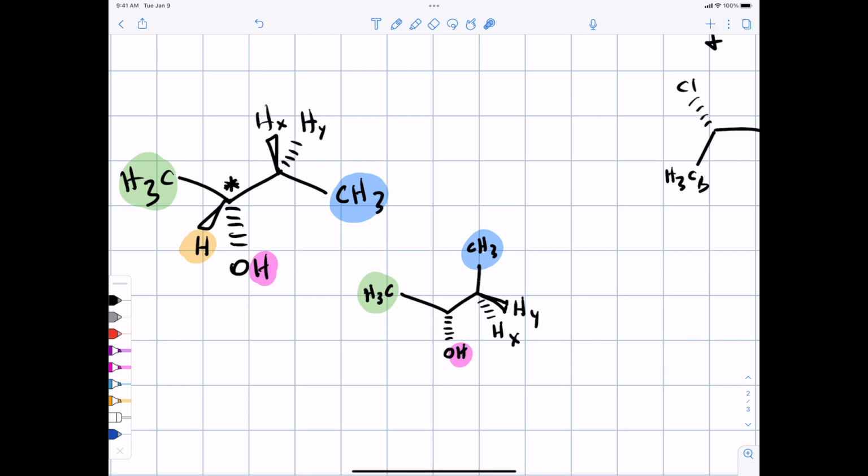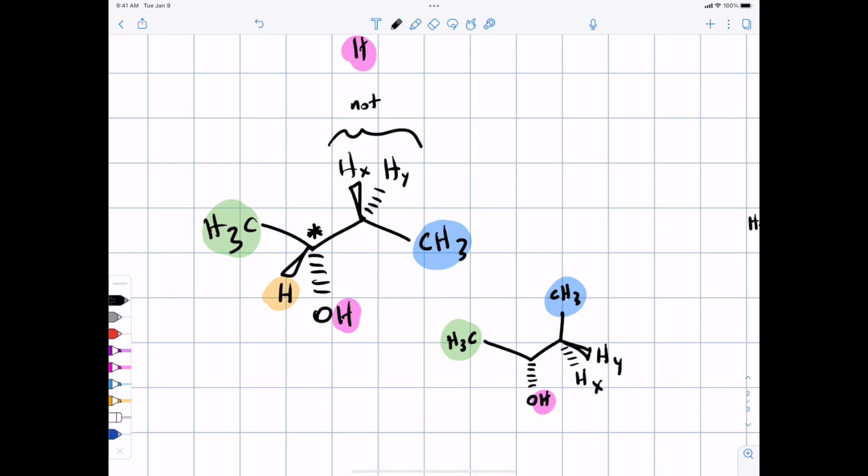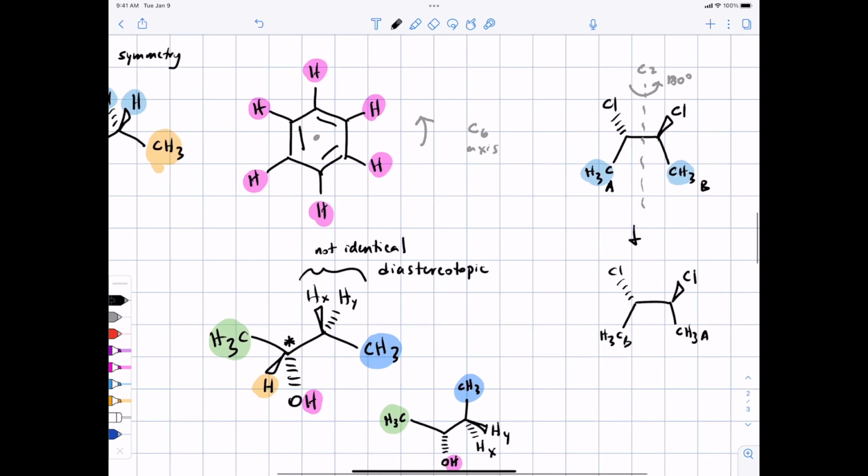Protons in general, in organic molecules, that are CH2 protons in a molecule that is chiral or that has a stereocenter are not identical. There's a special word for these two protons. We will call them diastereotopic, which is a term you will encounter in 353.